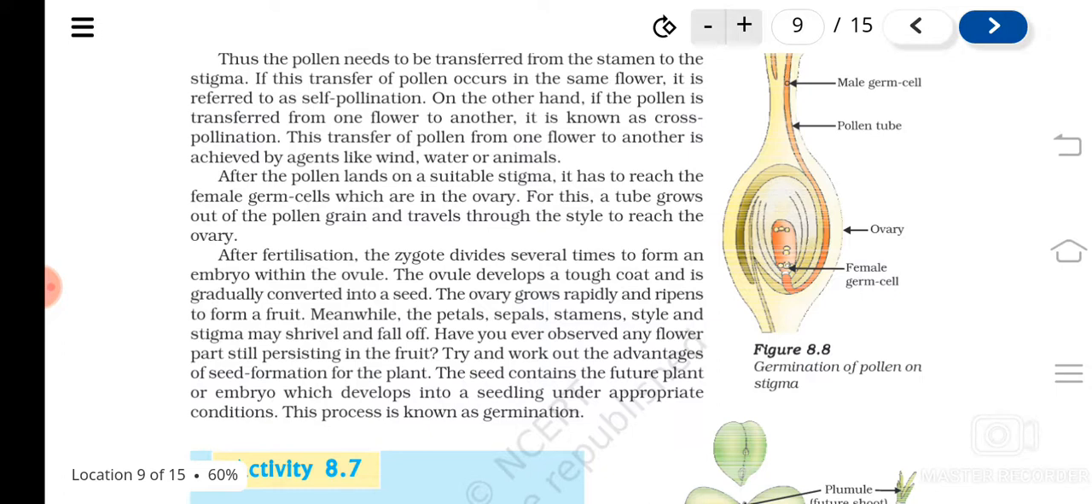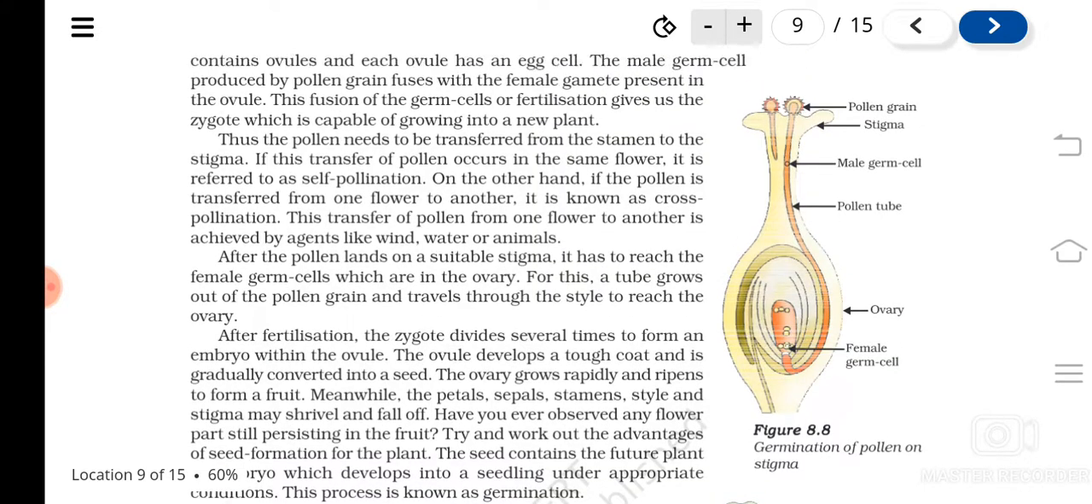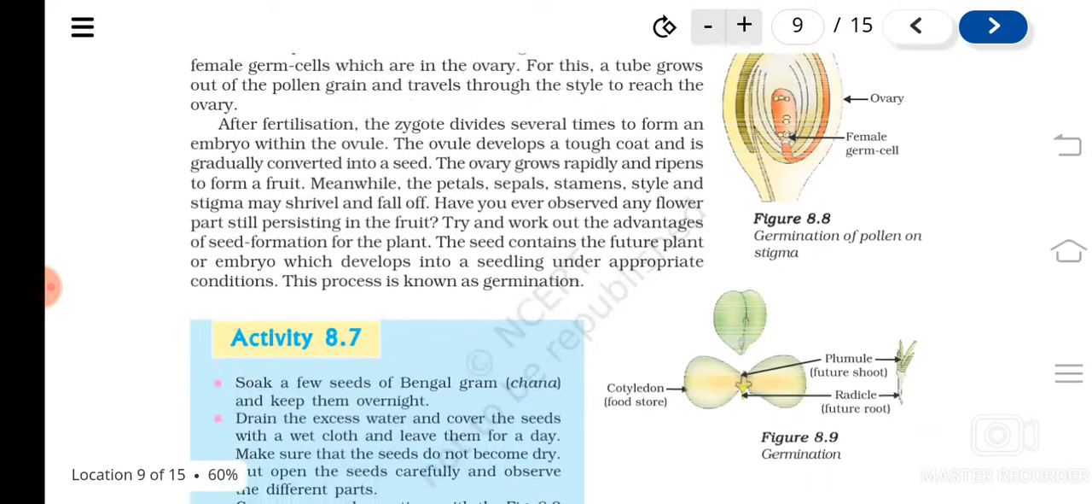One is self pollination, which means if the pollination is taking place between the pollen grain and the stigma of the same flower, or between two flowers of the same plant, then it is self pollination. And if it is between two different plants, then it is cross pollination.